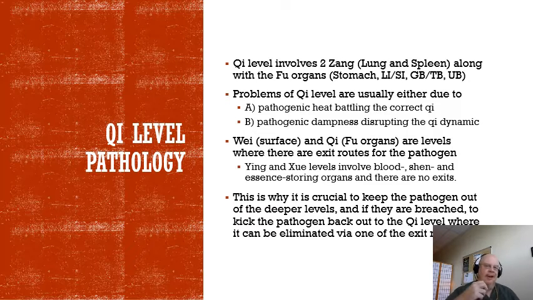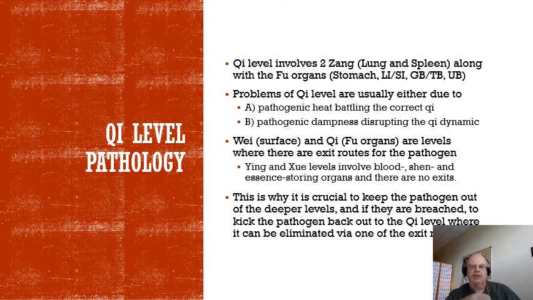Problems of the chi level are generally due to either pathogenic exterior heat penetrating and battling with the correct chi, or pathogenic dampness going straight through to the chi level and disrupting the chi dynamic. The wei and chi are levels where there are exit routes for the pathogen. In the wei level, it's on the surface through the sweat, and in the chi level, it's through the fu organs.